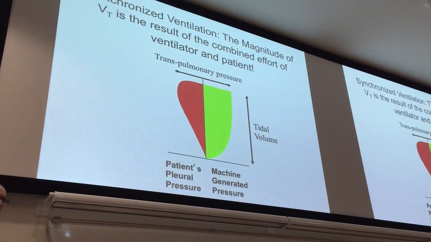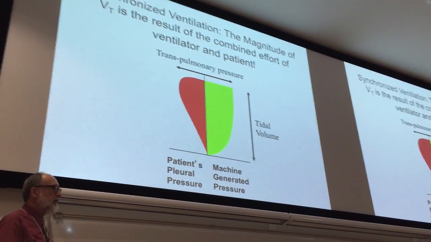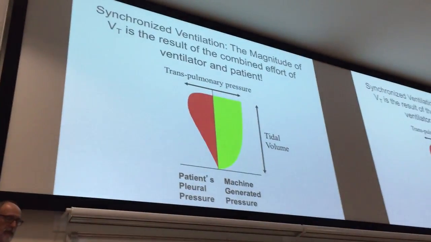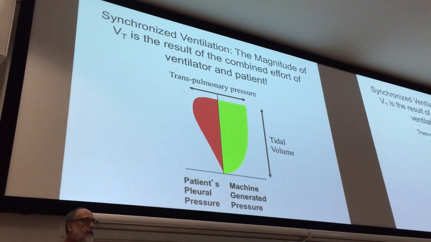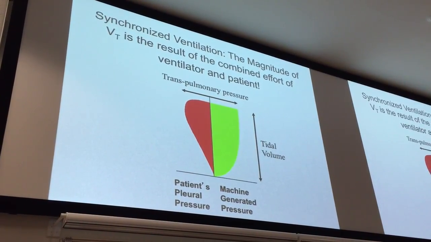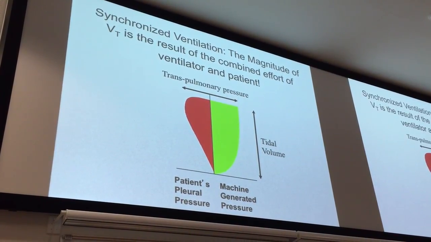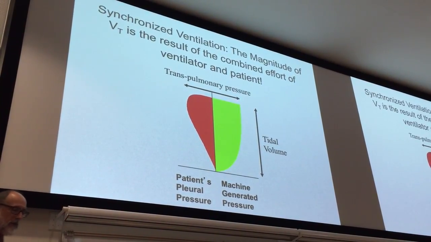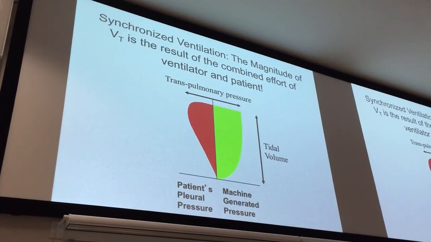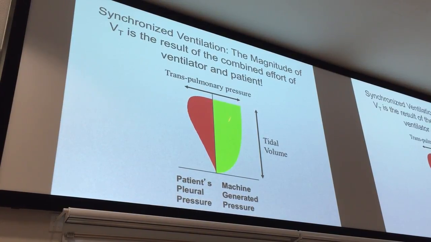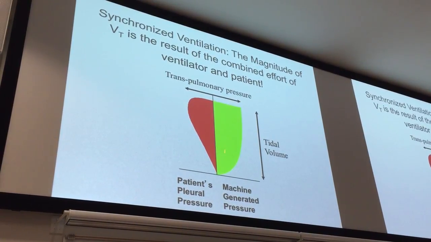So we have to remember that with synchronized ventilation, which of course now all modes of ventilation are, the tidal volume that you get is the sum of the negative inspiratory pressure of the baby plus the positive pressure generated by the ventilator. And that's the transpulmonary pressure, and that's what gives us the tidal volume. Of course, we don't measure this. We only see and measure this part.